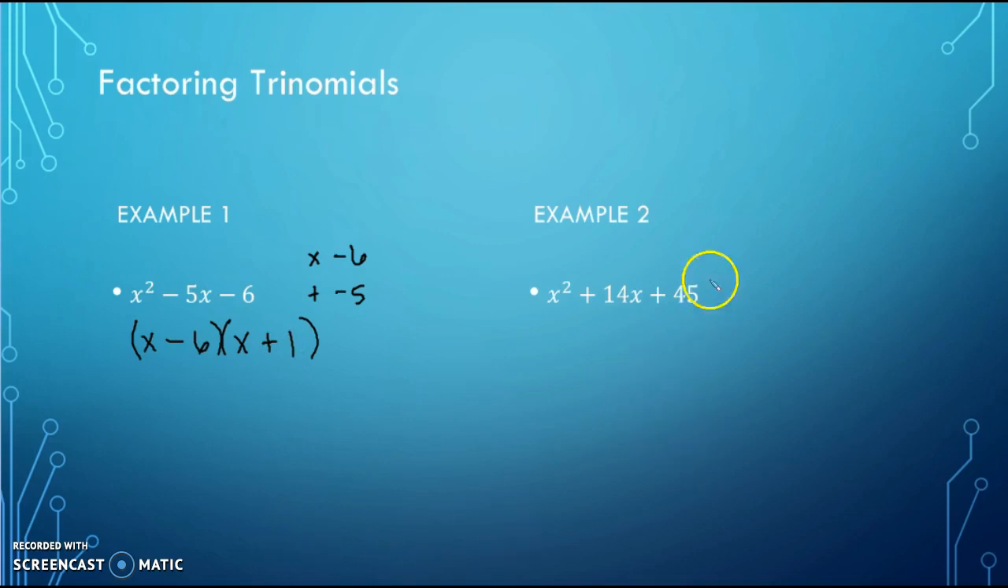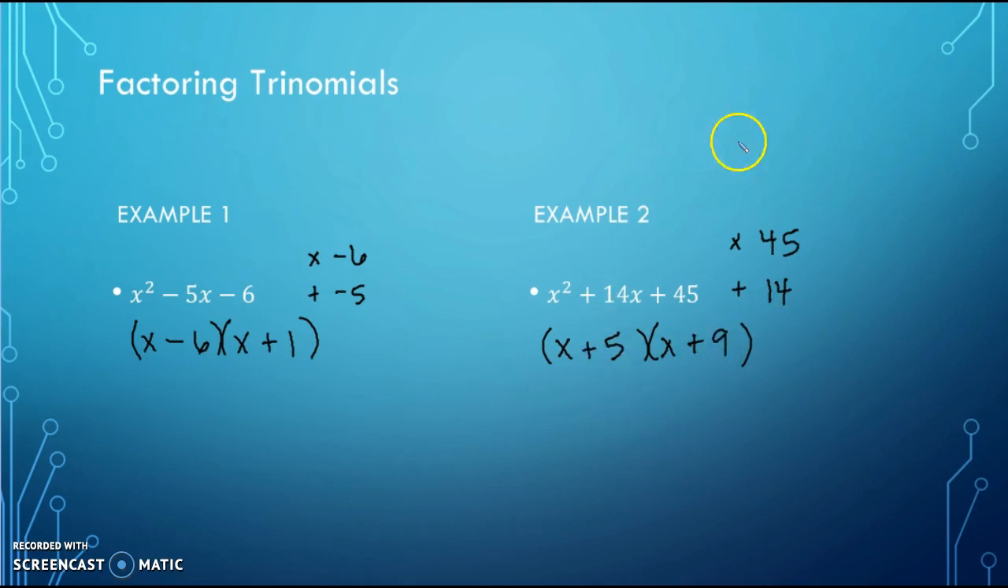For the second example, I want to multiply to get a positive 45 and add to get a positive 14. So because I'm working with all positives, my numbers are all positives in my parentheses. I'm going to have x plus something times x plus something. Some factors of 45, we've got 1 and 45, 3 and 15, 5 and 9, and that 5 and 9 would add to get 14, so I have x plus 5, x plus 9.